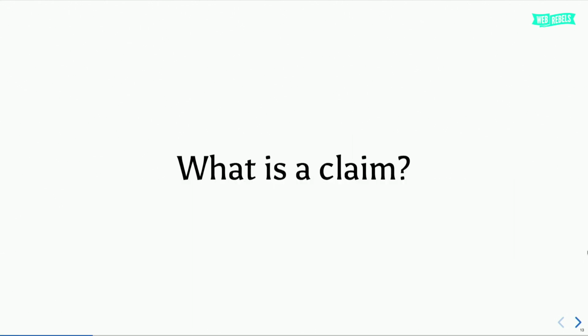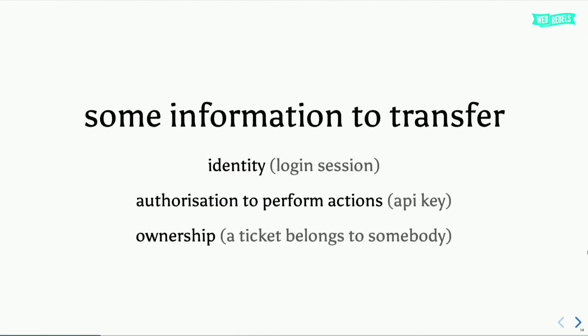And then finally, what is a claim? Well, a claim is, in general, some information that you want to transfer between two parties. Just to give you a few examples, it might be information about identity. So for example, you say, this token is telling that the current user is user X, or maybe it can be authorization information. So you can say in the token that user X is authorized to perform a specific action in the application.